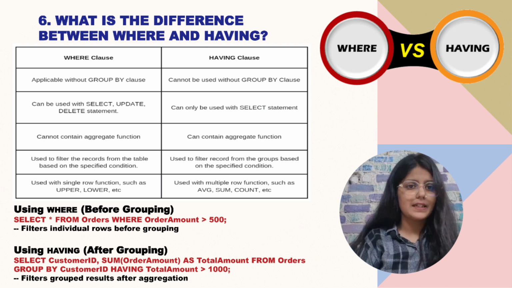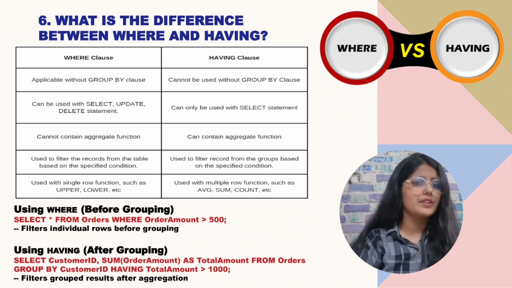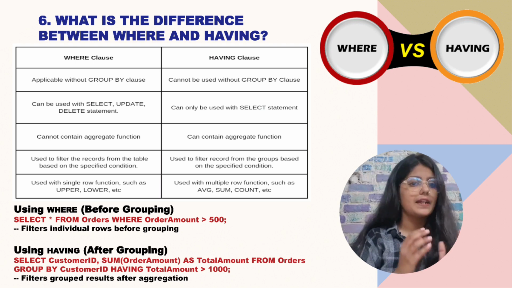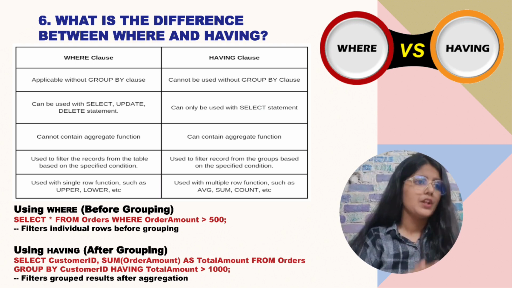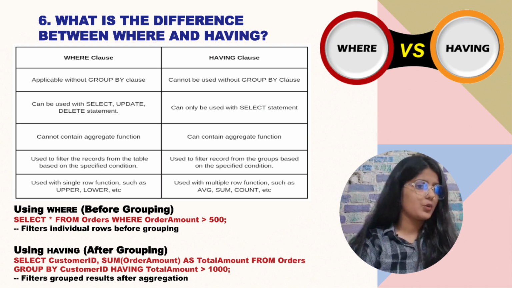Like we can see that HAVING is applied to the result set of aggregate data and is typically used in conjunction with the GROUP BY clause. The HAVING clause allows you to filter groups based on aggregate functions like count, sum, average, etc. You can see the example here. I wrote that using WHERE and using HAVING. One is before grouping, one is after grouping.